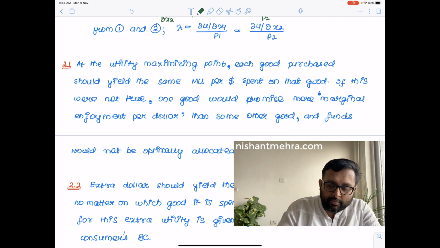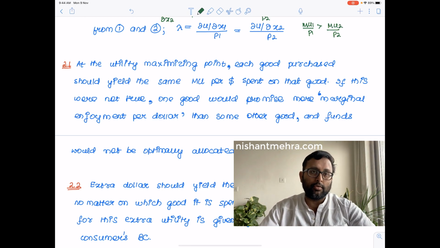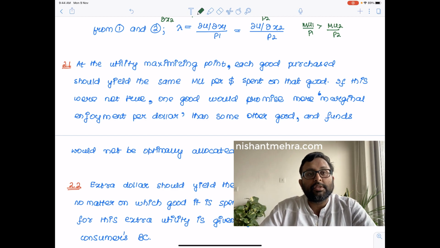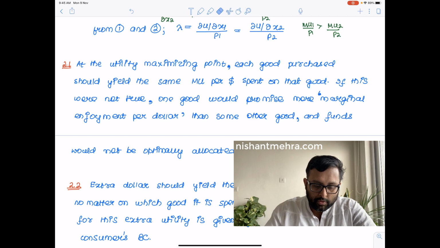You understand what I'm trying to say? If mu1 by p1 is greater than mu2 by p2, then the marginal utility of each dollar you spend on x1 is greater than the marginal utility per dollar from x2. So you should be consuming more of x1. When you consume more of x1, diminishing marginal utility will set in, and this will reduce the numerator of mu1 by p1. This will continue till the point these two are equal: mu1 by p1 equals mu2 by p2.